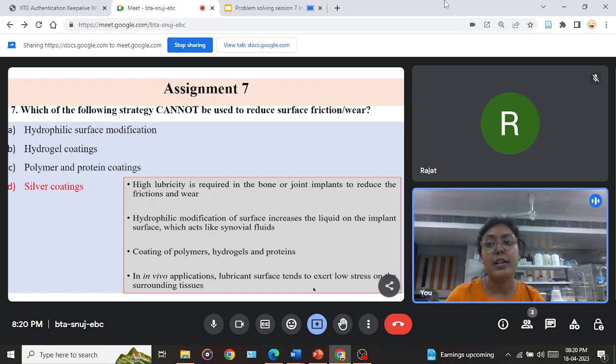All other options, that is hydrophilic surface modification, hydrogel coatings, and polymer and protein coatings, can be used to reduce the surface friction and wear. Fine. We can move on to the next question if there is no doubt.